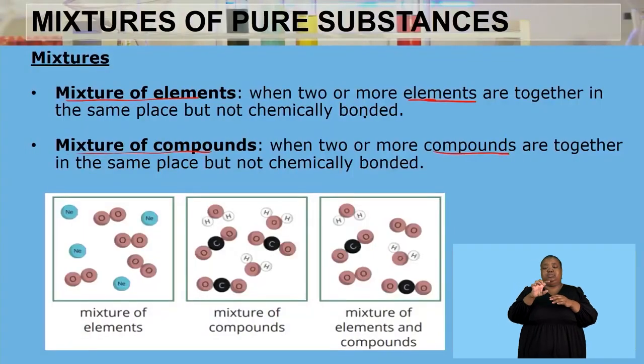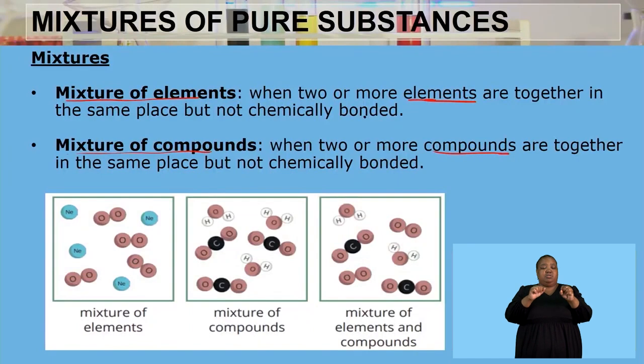They are just mixed in the same place, as we have seen with our example of salt and water. We're just stirring them, we're not chemically bonding them, we're just physically mixing the two substances. So for an example here, we have mixtures of elements, whereby we have elements from the periodic table that are together in one place but not chemically bonded. In the case of this one here, we have neon and oxygen. And then we can also have mixtures of compounds, where we have two different compounds that are mixed together in the same place but not chemically bonded. In the case of this picture, we have our water and we also have our carbon dioxide.